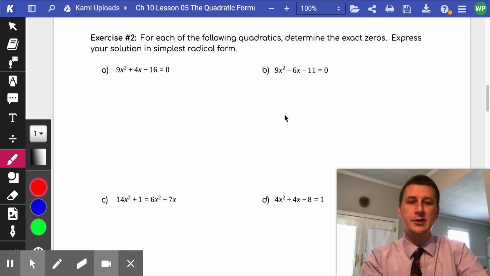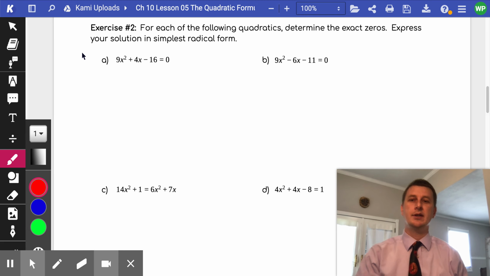For each of the following quadratics, determine the exact zeros. So you're going to see that word exact, and that's going to be your first hint that this is probably not going to be a nice rational solution. Express your solution in simplest radical form. Bingo, that's another keyword that says that you're not going to have a rational number as a solution. You're probably going to have a solution that's irrational, that you need to simplify the radical for.